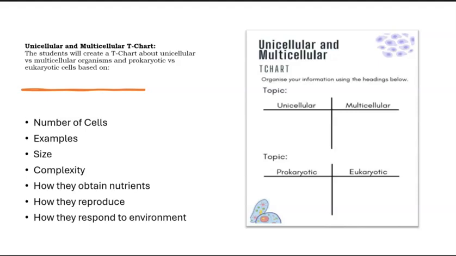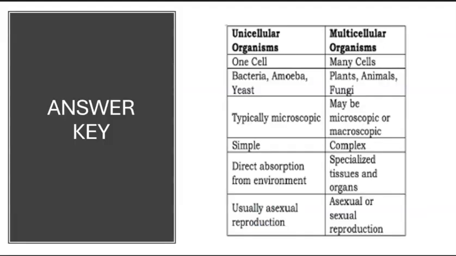And for the following activity, we have the following answers here. Unicellular organisms, one cell. Examples are bacteria, amoeba, yeast. Typically microscopic, simple, direct absorption from the environment, usually asexual reproduction. For multicellular organisms, it has many cells, plants, animals, fungi, may be microscopic or macroscopic, complex, specialized tissues and organs, asexual or sexual reproduction.